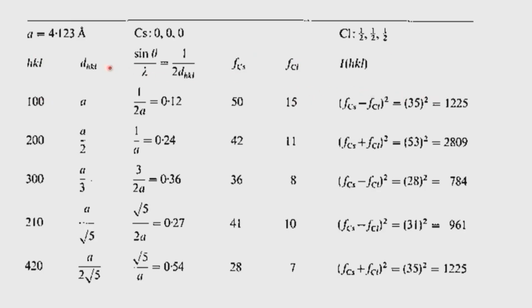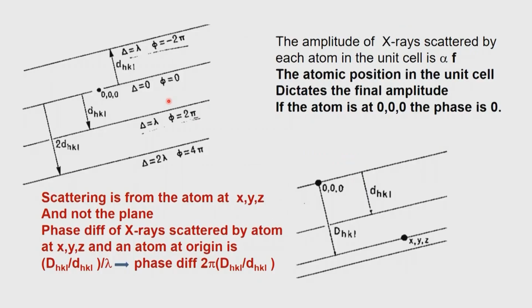So, we get the D of HKL, which is equal to A in this particular case, because 100 is the reflection we are considering. So, if we calculate the sin theta by lambda using the formula 1 by 2 D HKL, we will get 1 by 2 A is equal to 0.12. So, this is the value of sin theta by lambda. Corresponding to 0.12, you have to read out the cesium and the chlorine scattering factors. So, let us go back and see how to do that.